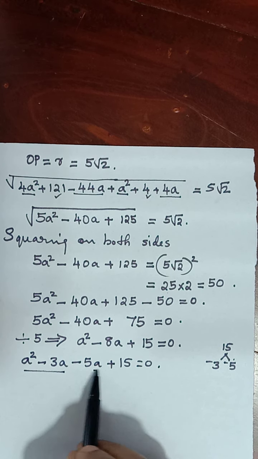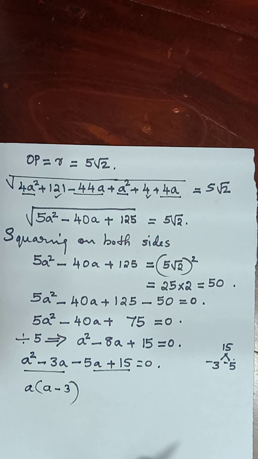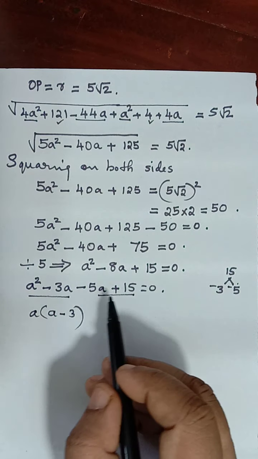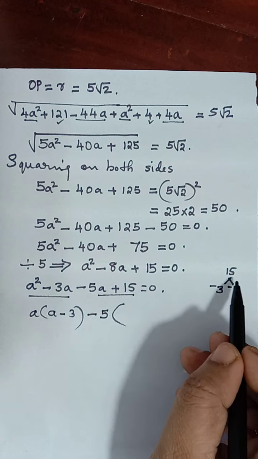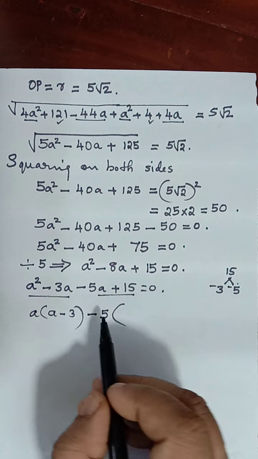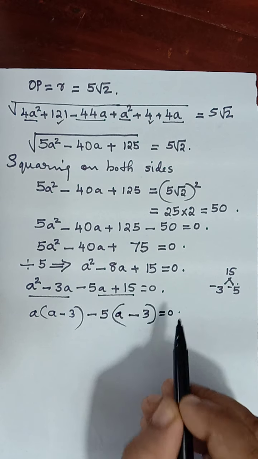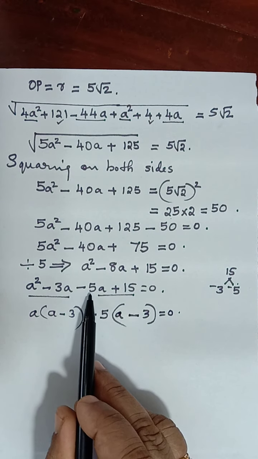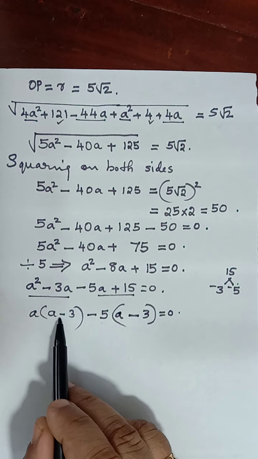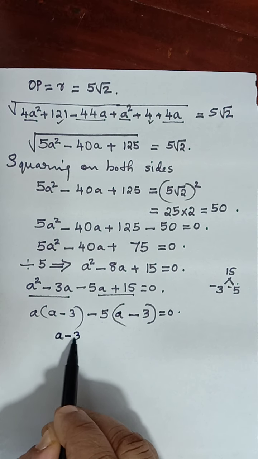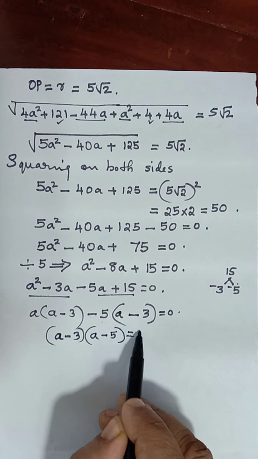Now from first and from last two. A is common, we are getting a minus 3. And from the other two we are getting negative 5, because here 15 is negative 3 into negative 5. (a minus 3), just multiply and see, negative 5 into a is negative 5a, negative into negative is positive, 5 3s are 15. Now you have common (a minus 3), then we have to write (a minus 5) equal to 0.